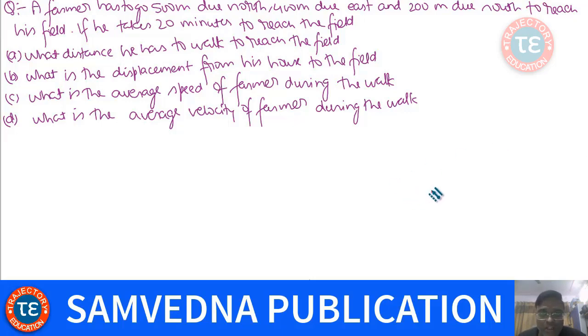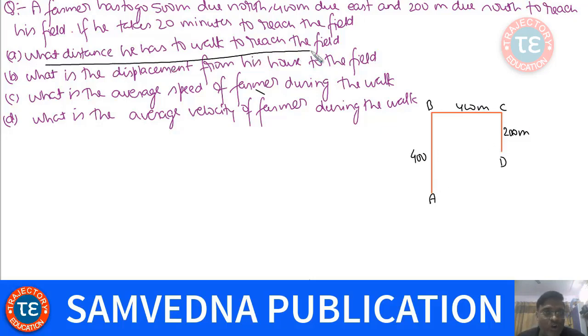The farmer is going due north 500 meter, and then he goes 400 meter east, and then he goes 200 meter south. Say he starts from A, goes to B, and then from B to C, and suppose B to C is 400 meter and C to D is say 200 meter, and during this whole process it takes 20 minutes.